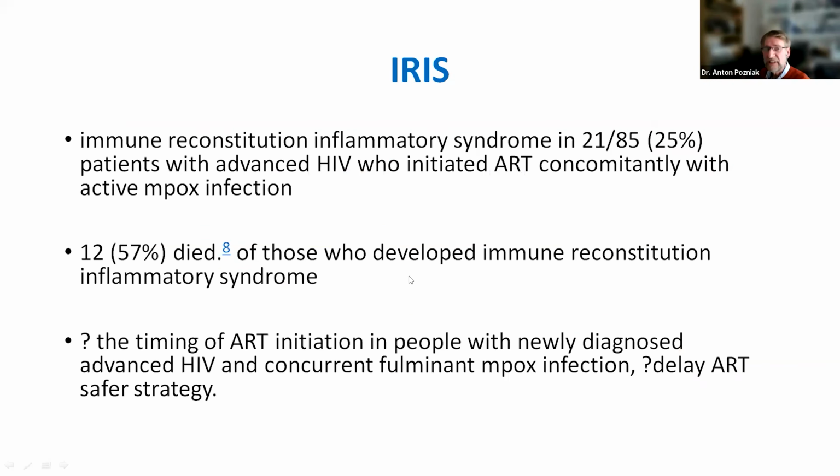Now, we've also seen IRIS. Immune reconstitution inflammatory syndrome occurred in some of these patients with advanced HIV who started antiretrovirals at the same time as active monkeypox. And of course, except for cryptococcal meningitis and perhaps TB meningitis, we tend to start antiretrovirals with any opportunistic infection. And we've done that with monkeypox. But look, 12 of them died of those who developed immune reconstitution. And there's a concern there.